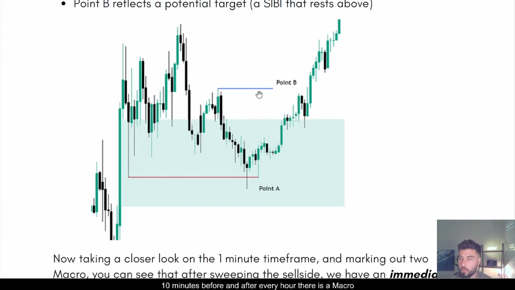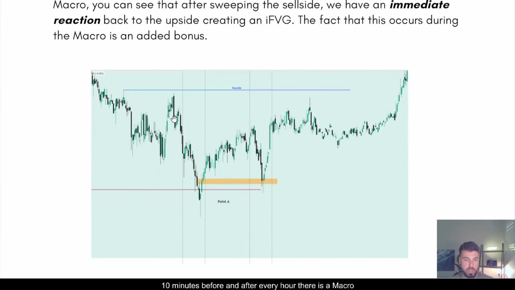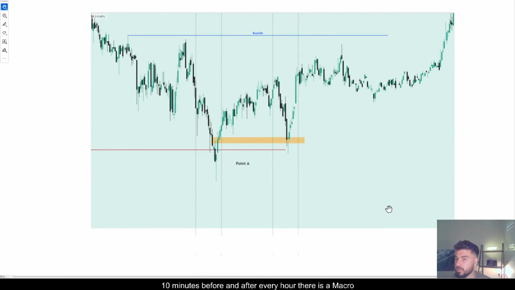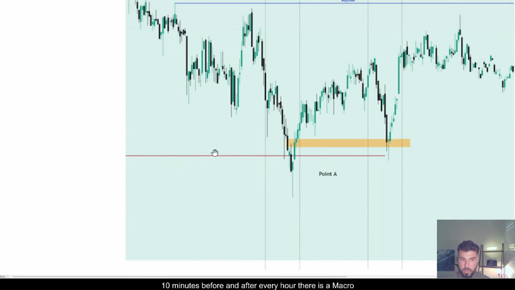So we're targeting liquidity and imbalances, and now we're going to zoom in to point A to see if we're delivering or we're respecting this area, to see if we are having those immediate reactions, to see what we're doing. So have a look here, right? These are the macros that are marked out. So this is macro number 1, this is macro number 2. I can probably zoom in a little bit here for you guys, just so you can see a little bit clearer about what's going on. That's the sell side point.